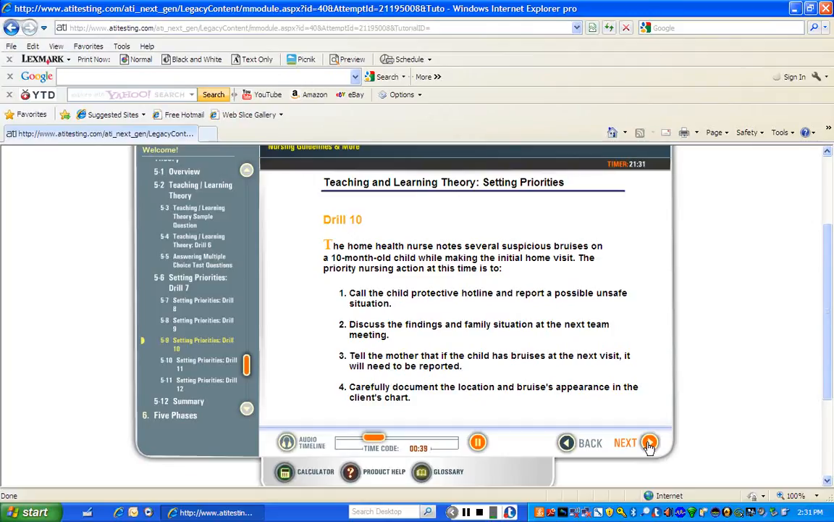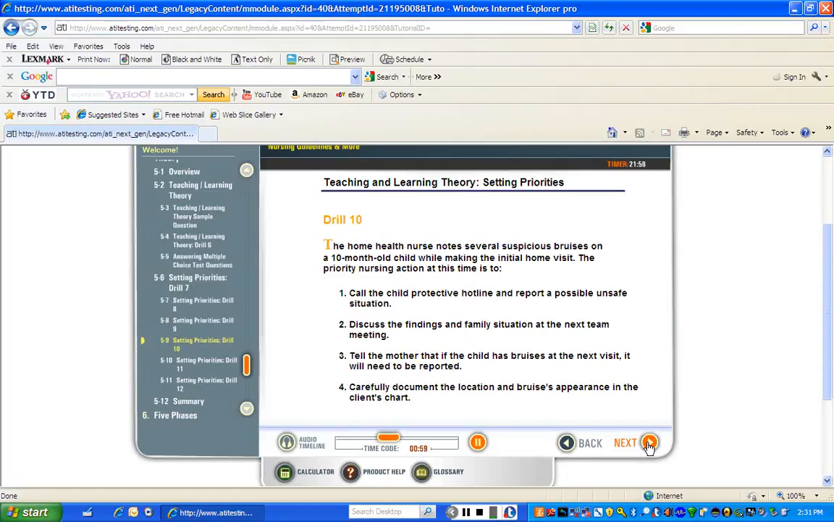Option 1. Call the Child Protective Hotline and report a possible unsafe situation. This will be assigned a plus sign because the case scenario comes right out and states that the bruises are suspicious. As nurses, you know that we are mandated reporters of any suspicion of abuse. According to Maslow's hierarchy of needs, the client's safety is a basic need.